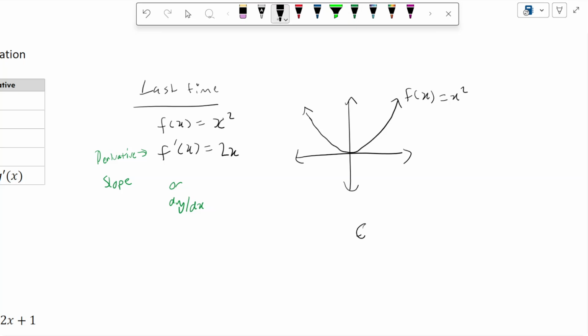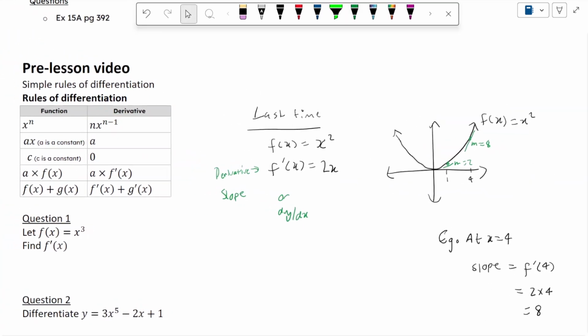For example, at x is 4, the slope would equal f dash of 4. So this would be 2 times x is the formula, so that's 2 times 4, which is 8. If we look at this graph where x is 4, it's sloping up pretty steeply, and the slope is about 8. Whereas if you look at something further back, like 1, the slope is much less steep. So m is 2 there. 2 times 1 is 2.